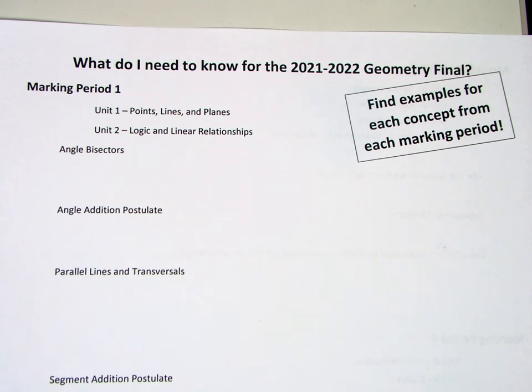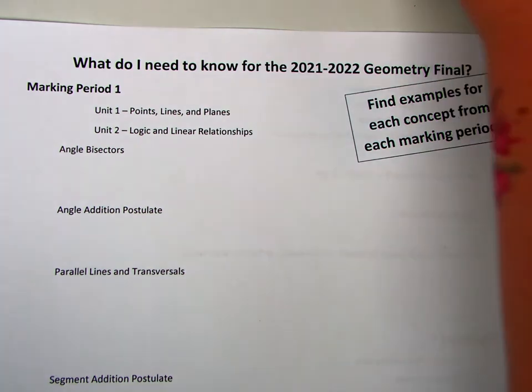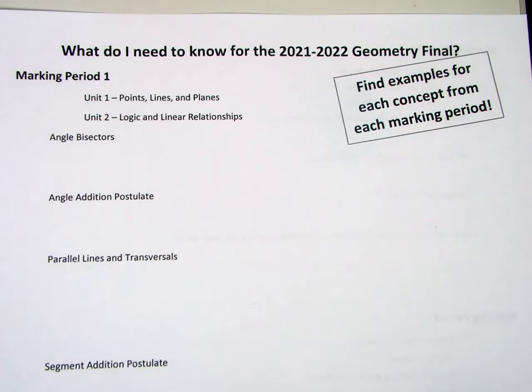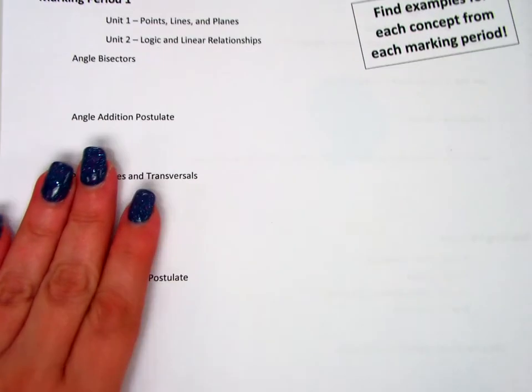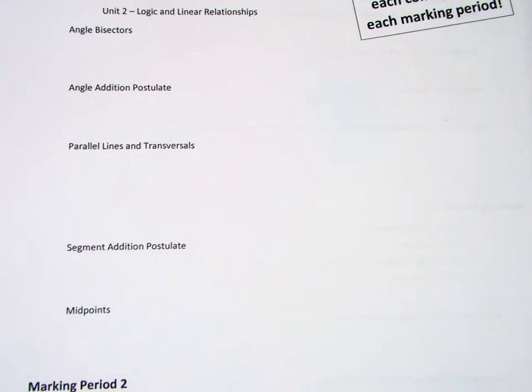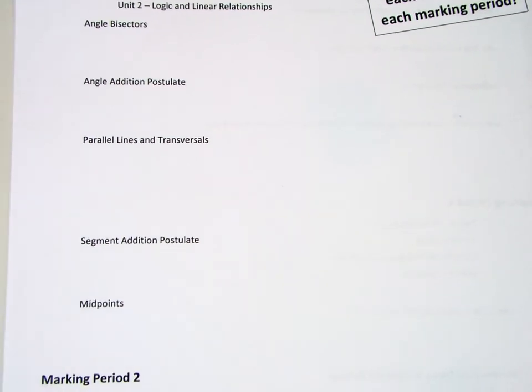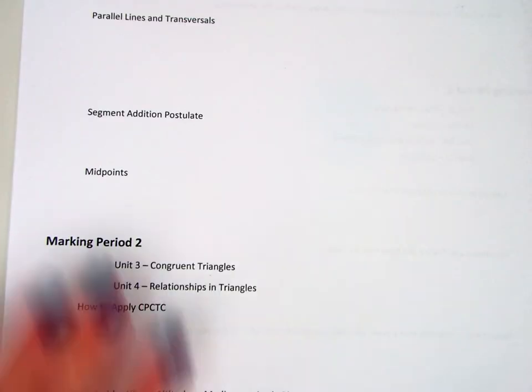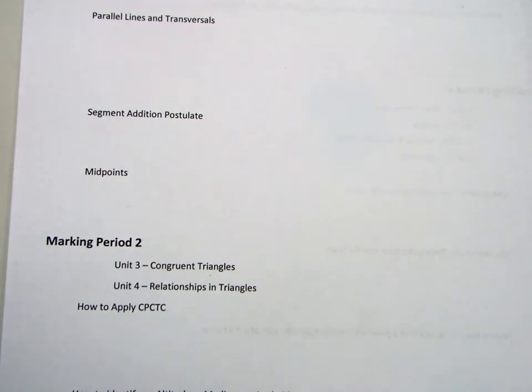Okay? So for marking period 1, the things we need to make sure that we're familiar with, and the reason we're doing all 4 marking periods is because it is a final. So it's not a semester exam, it's a final for the whole year. And in geometry, right, we use things all year long. So it's important that we still remember all of those skills. Okay? So in marking period 1, we're going to be talking about angle bisectors, angle addition postulate, parallel lines and transversals, segment addition postulate, and midpoints are all going to be covered.